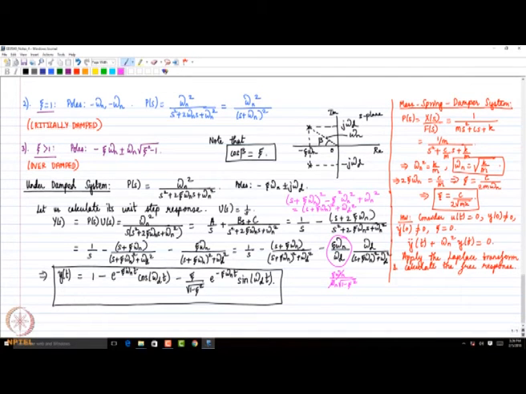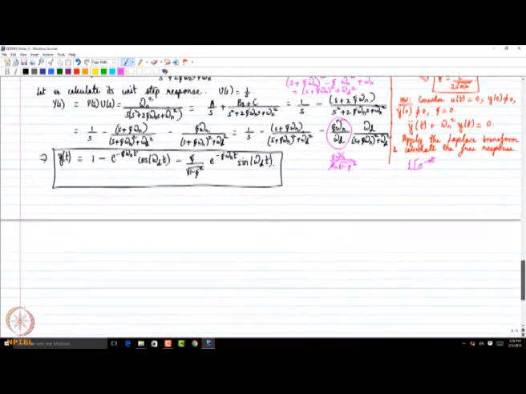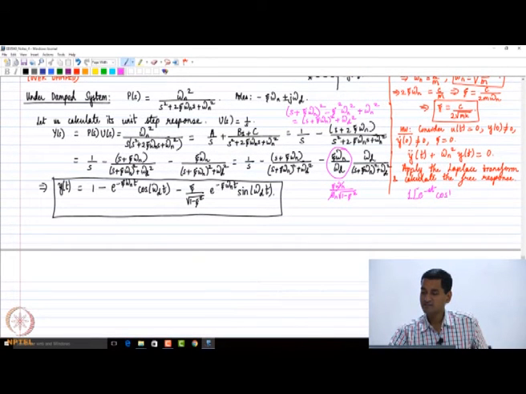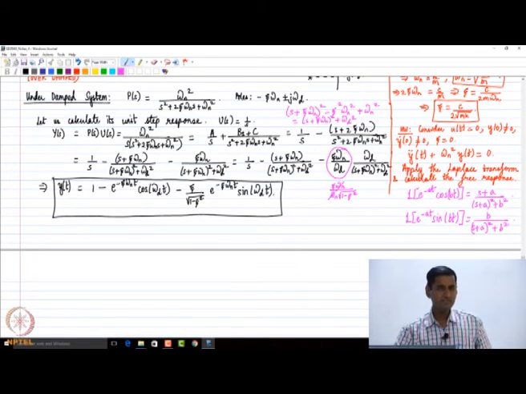Please remember, we wrote this, right? Laplace of e to the power minus at cos bt was s plus a divided by s plus a whole square plus b square, right? That's what we used here. Similarly, Laplace of e to the power minus at sin bt is going to be equal to b divided by s plus a whole square plus b square. Those are the two properties that we used.